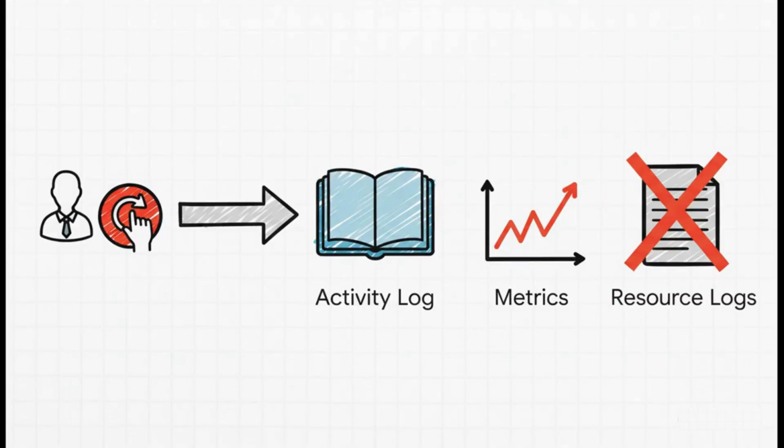What is it? The answer is the activity log. Remember the rule. The activity log is for who did what and when. A reboot is an administrative action taken on the VM, not a performance counter from the VM. So you have to build that alert on top of the activity log.